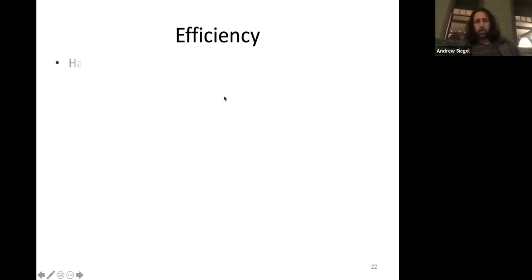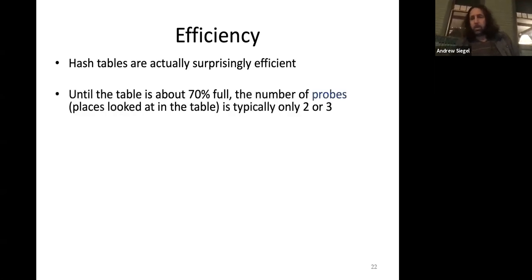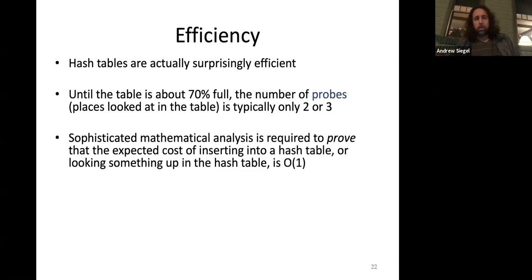Let's talk a little about efficiency. Hash tables are incredibly efficient if they're done even remotely well. Until the table's about 70% full, you typically only have 2 or 3 probes if you're using this open address hashing.